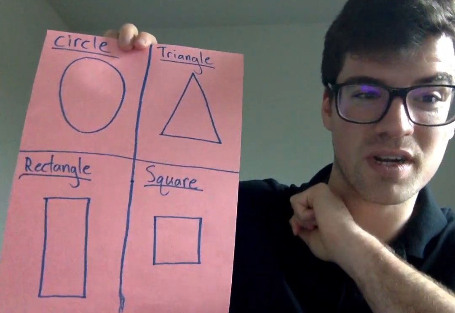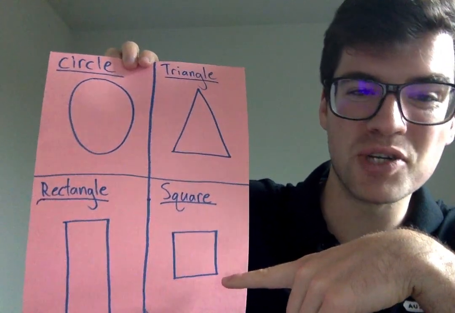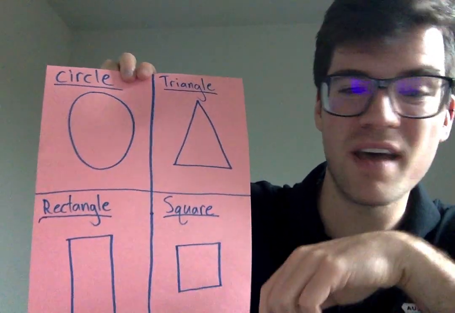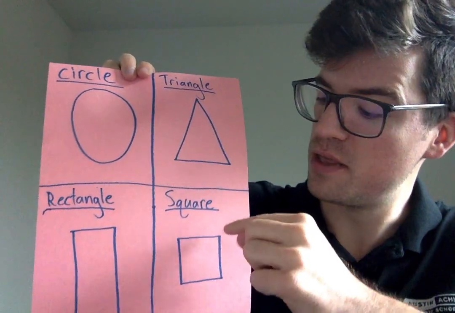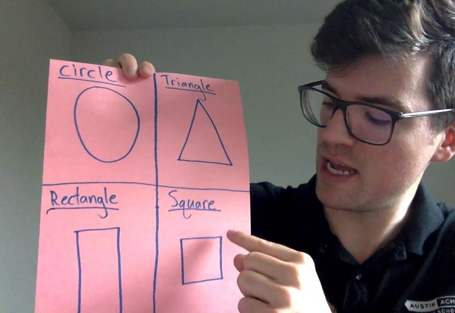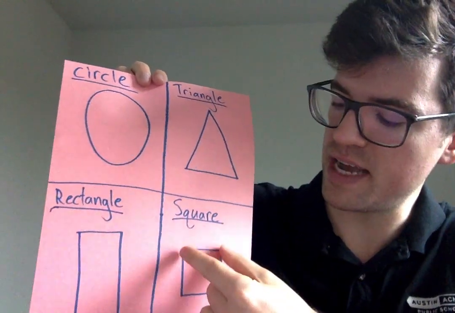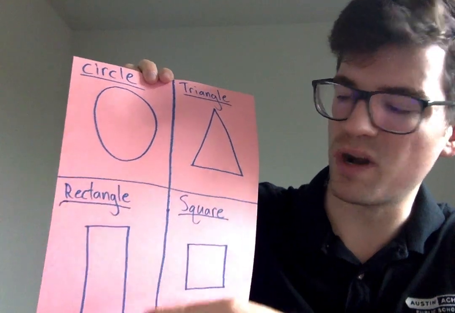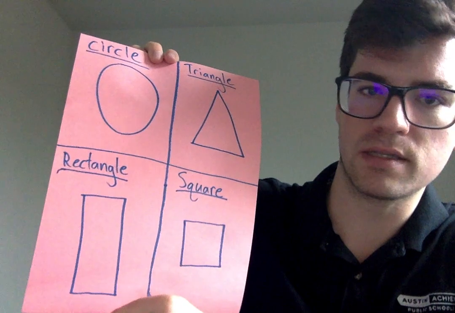Now, the last one we're going to look for today is a square. A square is a special kind of rectangle because they both have 4 sides and 4 vertices, but the square is special because it has all the same length. So all of the sides are the same size, where a rectangle has 2 short sides and 2 long sides.